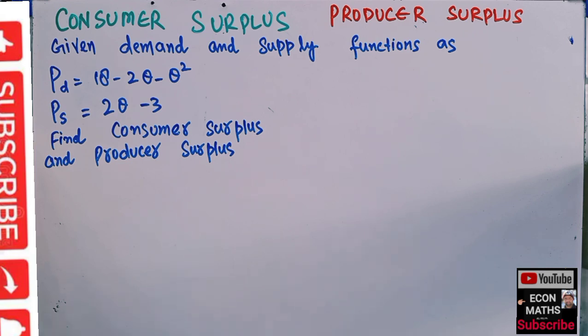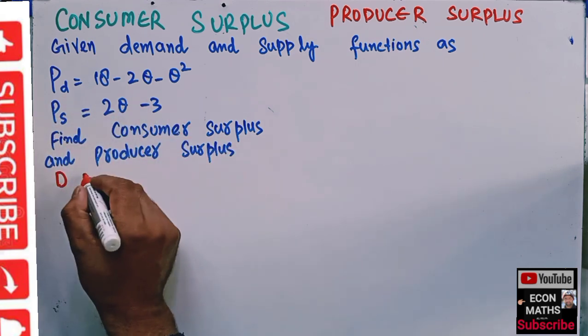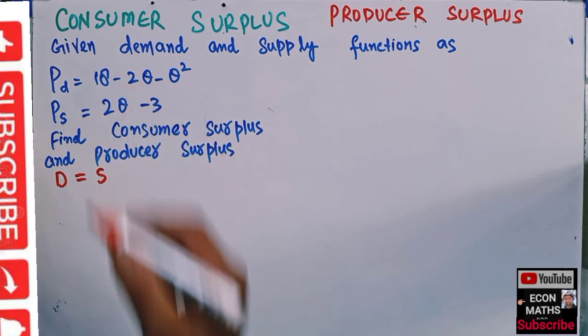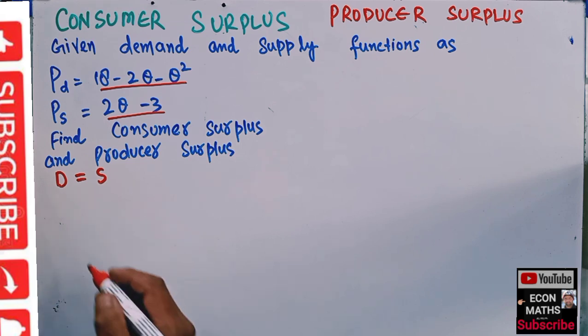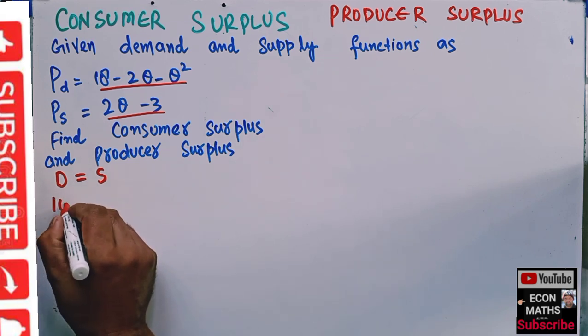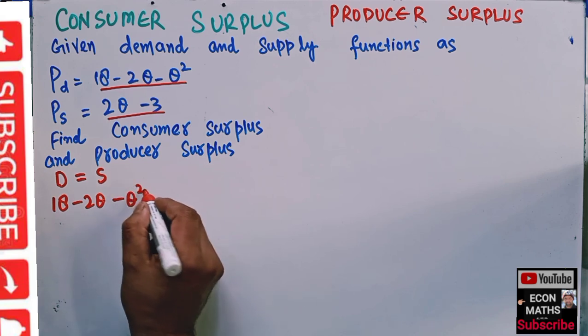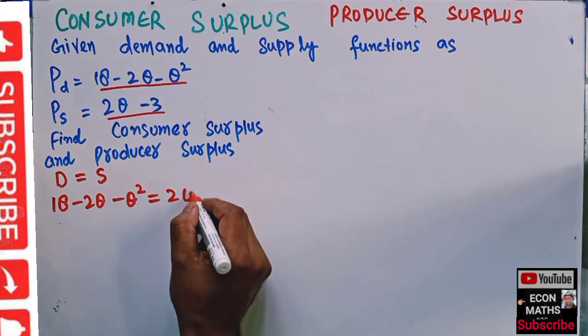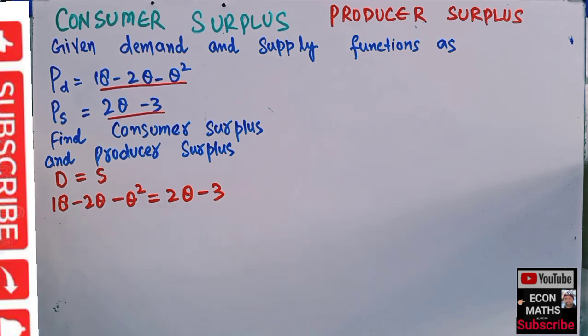So the first thing is we know that at equilibrium, demand should be equal to supply. This is our demand function, this is our supply function. We equate these two equations. That means 18 minus 2q minus q square is equal to 2q minus 3. So first we equate the demand and supply functions for equilibrium.